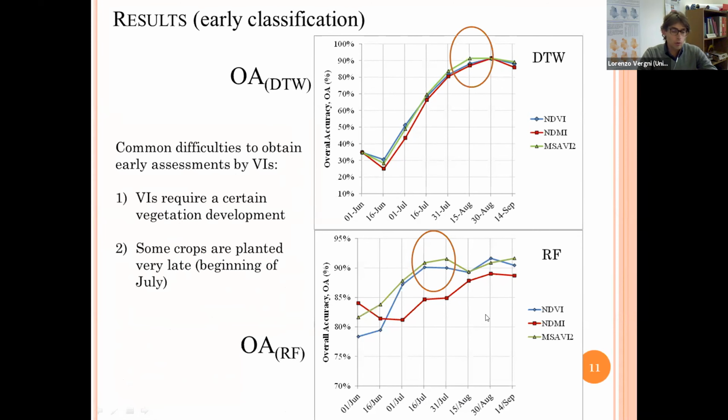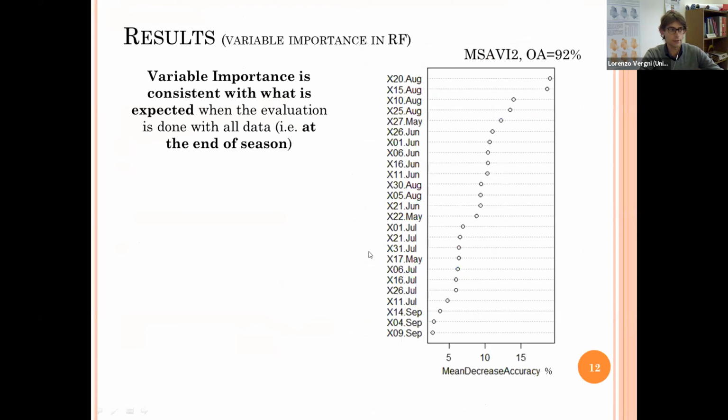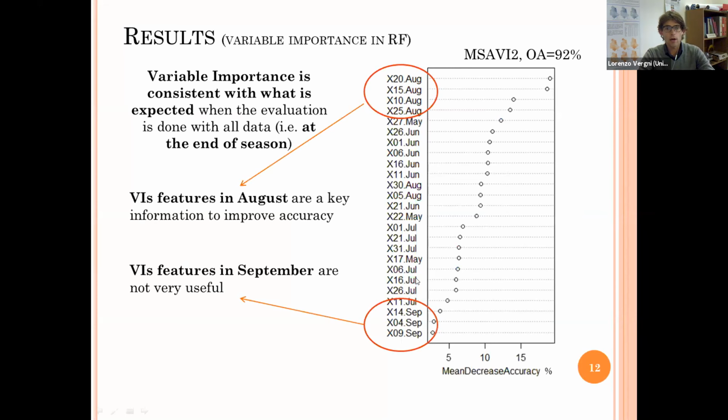So we tried to explore in more detail the reason for this difference, despite very similar performances at the end of the season. Of course, there are common problems in the use of vegetation indexes to identify irrigated areas, because it is necessary to have a certain growth and vigor of the crop. However, in the specific case of random forest, it is also possible to explore the importance of the features, the different variables. In practice, this is the importance of the dates at which the vegetation indexes are observed. If we look at this graph, we can see that, as expected, when the end of season classification is performed, the information related to the indexes observed in August is very, very important.